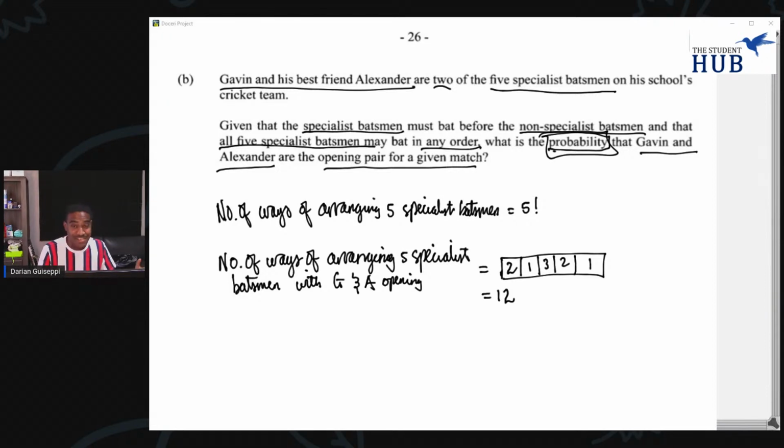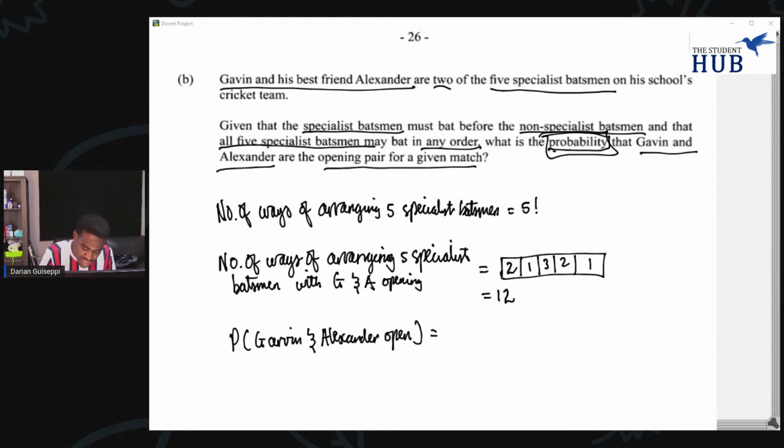So this is where things get really exciting, because you're getting to the answer, right? So we say the probability that Gavin and Alexander open, because that's really what they ask us, right? Just make sure, always, when you're doing a question, that you have at the top of your mind what the question is asking, so that you don't stray and you remember what it is you're working towards.